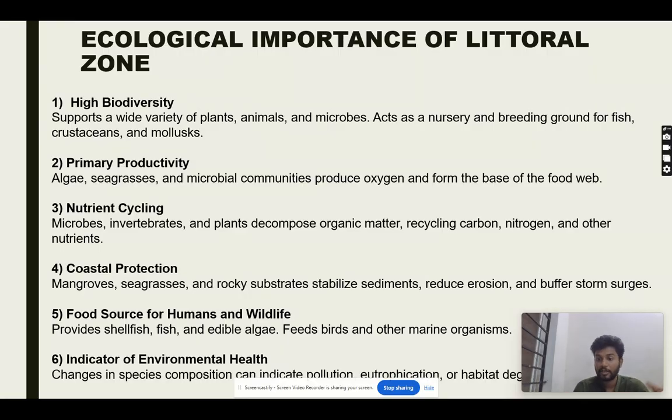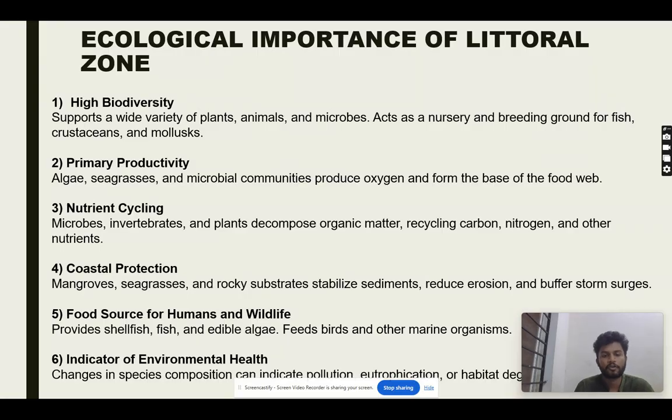As we earlier discussed, microbial communities, the fungi, the virus, the protozoa, everything is involved. Basically, the fungus, algae and bacteria are involved in the decomposition of organic matter, recycling carbon, nitrogen, and other nutrients through various nutrient cycling processes. And there is coastal protection also: mangroves, seagrasses and rocky substrates stabilize sediments. Erosion is reduced to a great extent by mangroves. Mangrove forest protection is very crucial because it reduces erosion to a greater extent.